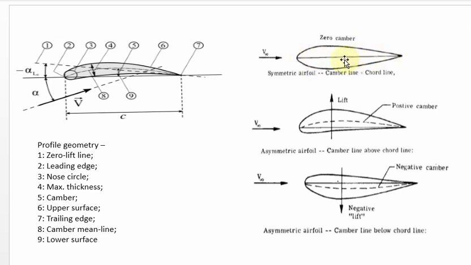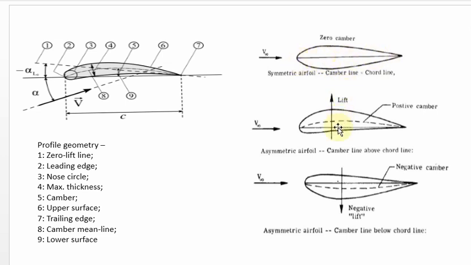So what about the mean camber line? The purpose of the mean camber line is to divide the aerofoil into two equal parts. Since it is a symmetrical aerofoil, the mean camber line and chord line are both in the same line, and that is why you can see zero camber. There is no distance between the camber line and chord line, so it is called zero camber. In a symmetrical aerofoil, the camber line and chord line are in the same line.